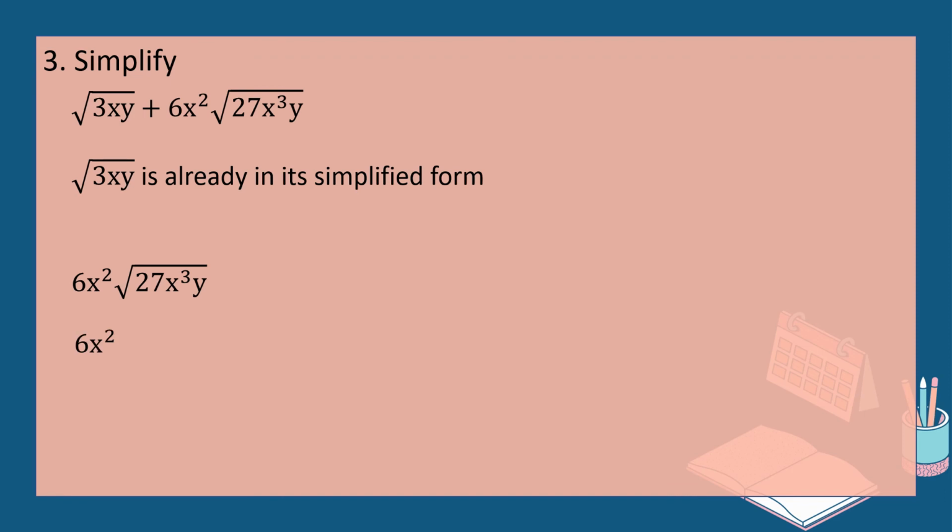We copy 6x squared, then observe your radicand. 27 has a perfect square factor, which is 9, to be multiplied by 3. We proceed to x cubed. Its factors are x squared and x. And for y, we simply copy it. So it will now be written as the square root of 9x squared times 3xy.